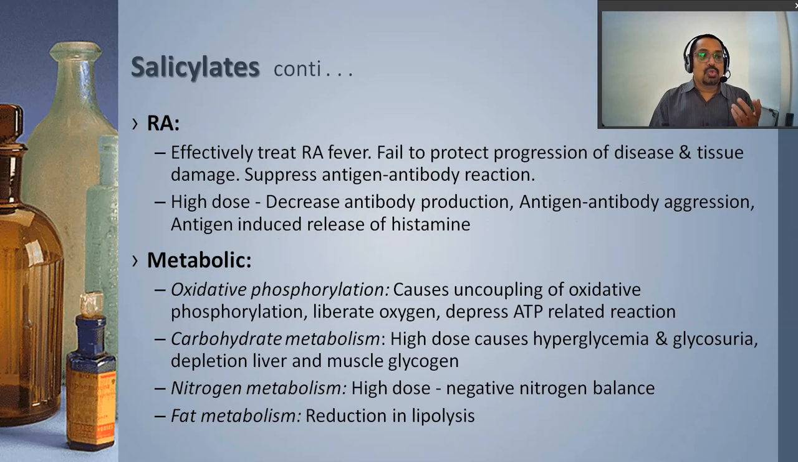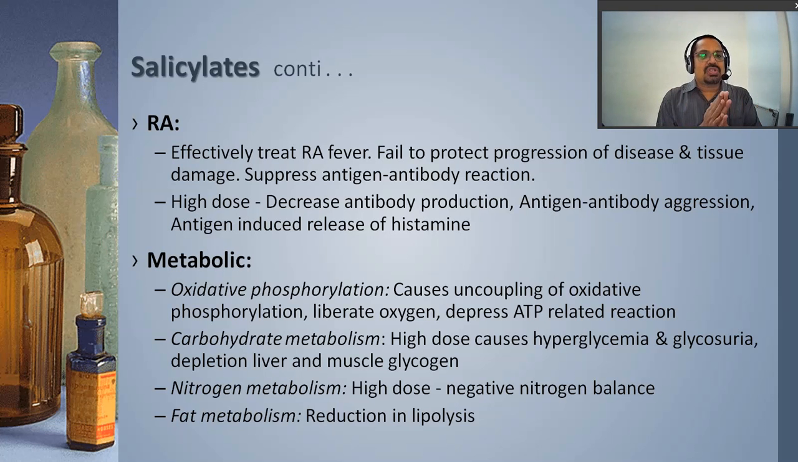As far as the use of this salicylate in rheumatic arthritis is concerned, it effectively treats the fever which is associated with the rheumatic arthritis, but fails to protect against the progression of the disease, because the progression of rheumatic arthritis will not be stopped, but it is used for the fever. The fever will be reduced, but the tissue damage and the progression of the disease will not be prevented. Suppression of antigen antibody reactions will be observed. High dose decreases the antibody production, antibody aggregation will be inhibited and antigen induced release of histamine will be blocked. So these are the effects which are found in the rheumatic arthritis condition.